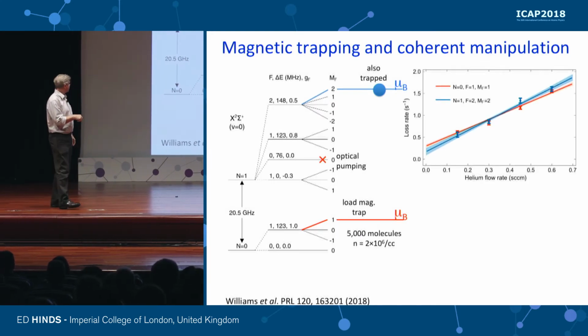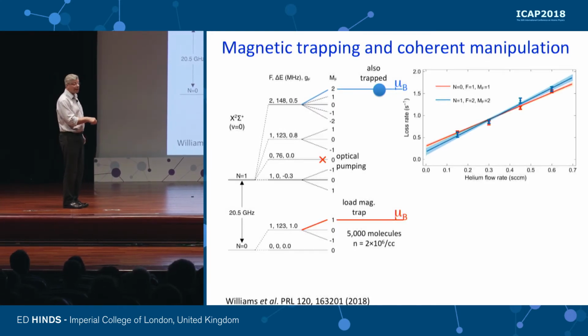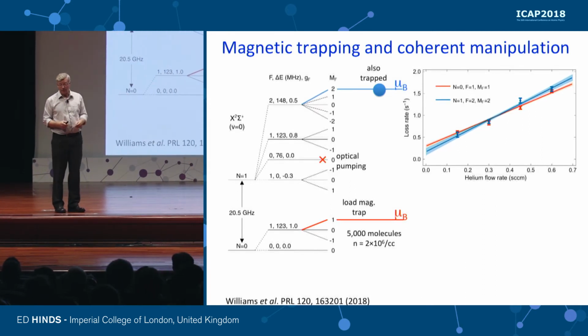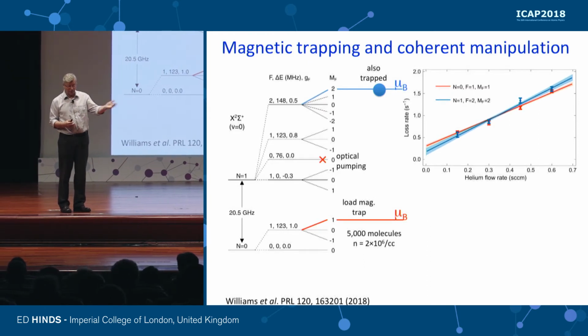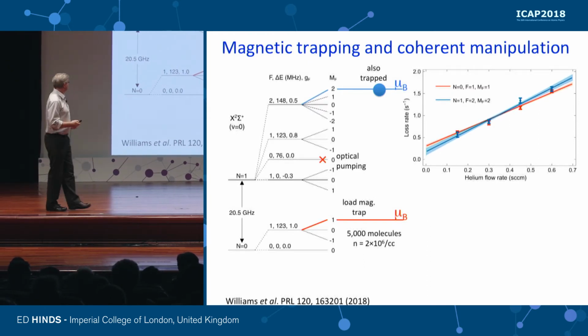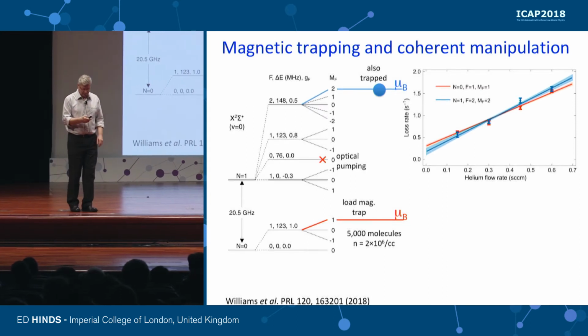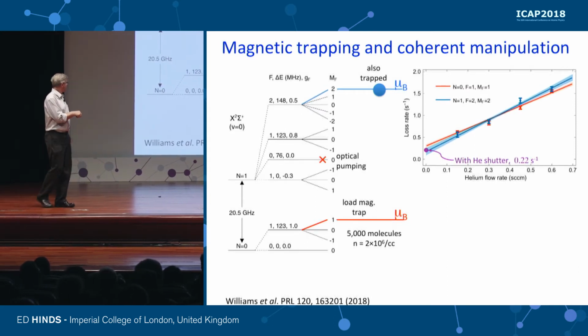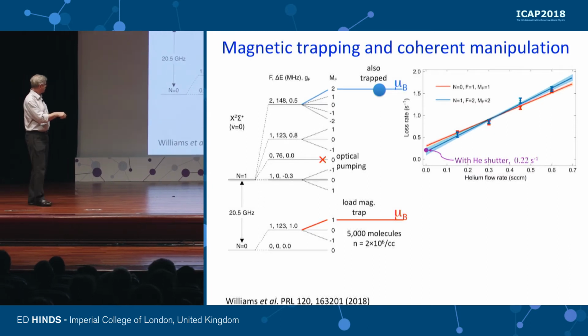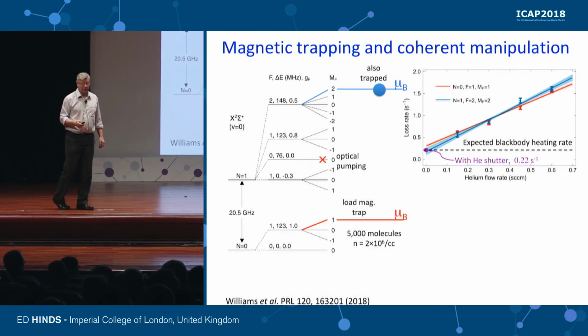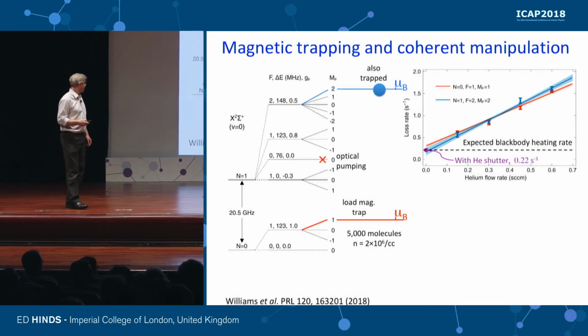When we put them in the trap, we see that the loss rate depends on the helium flow, because in the beam, as well as calcium fluoride, we have helium. And that's banging into the trapped molecules and kicking them out of the trap. So even though we turned the helium flow all the way down as far as we could, we still had some loss. And so we put in a shutter, and now the loss rate fell to 0.22 per second, which is in fact the expected loss rate from blackbody heating, just from microwaves in thermal equilibrium.